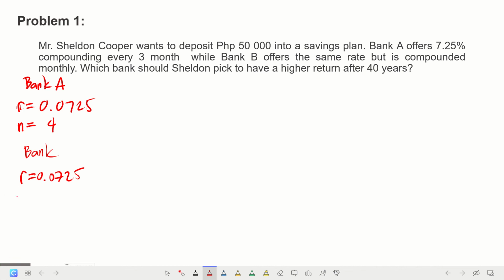So, kapag sinabing compounded monthly, that is every month. So, therefore, ilang month ba sa ilang taon? So, we have 12 months. So, which bank should Sheldon pick to have a higher return after 40 years? So, the time interval is equal to 40 years. So, let us use our equation.